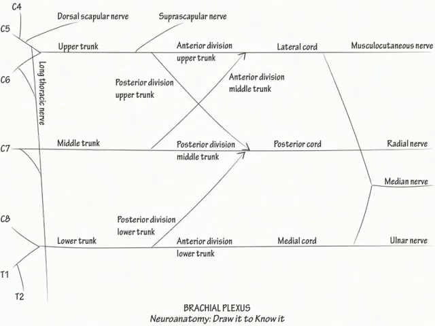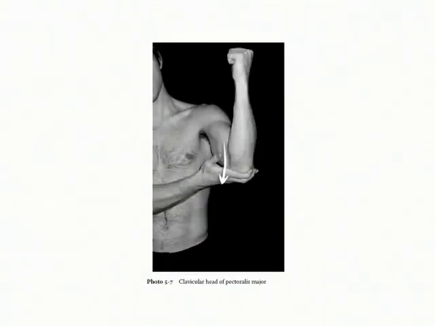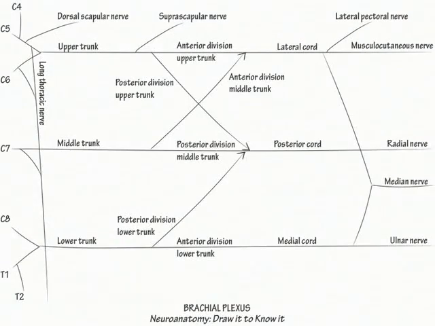Moving distally, indicate that the lateral pectoral nerve originates from the lateral cord. It innervates the clavicular head of pectoralis major, which adducts and internally rotates the arm. Then draw three branches from proximal to distal off the posterior cord: the upper subscapular, thoracodorsal, and lower subscapular nerves, which innervate the subscapularis, latissimus dorsi, and teres major muscles, respectively.